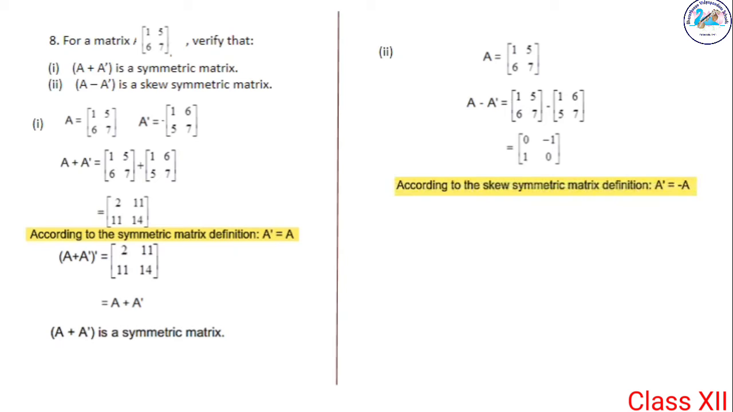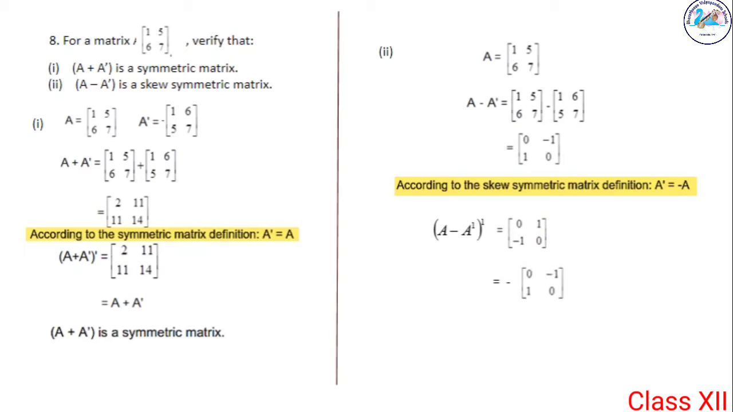Then we have to go for recalling the definition of skew symmetric, that is A dash is equal to minus A. After recalling, just take the transpose of this matrix, that is A minus A transpose, the whole transpose of this matrix. When you write 0 minus 1, first row will come here as first column, 1 0 second row will come here as second column.